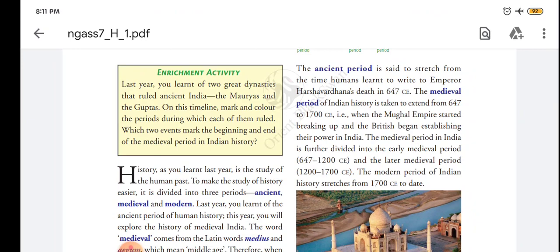And the third is the modern period. The modern history of India stretches from 1700 CE till today. Clear? So history is divided into three periods: ancient history, medieval history, and modern history.